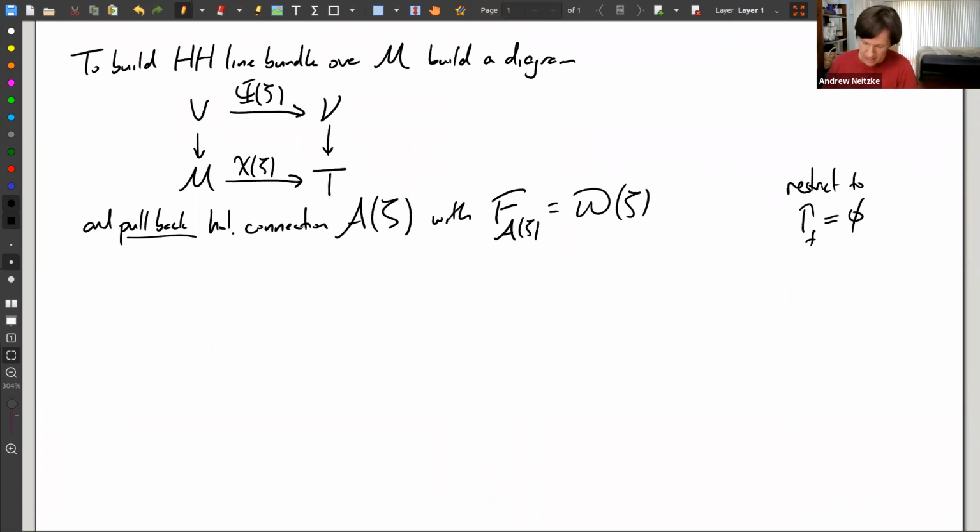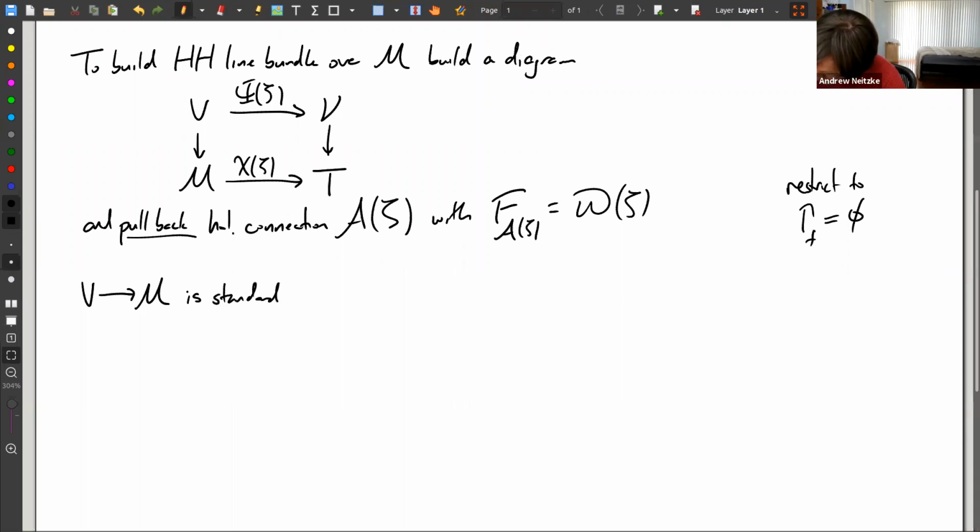So then, how does the construction look? The C infinity line bundle over M will be a bundle which, when restricted to each torus fiber, is the standard Heisenberg line bundle.